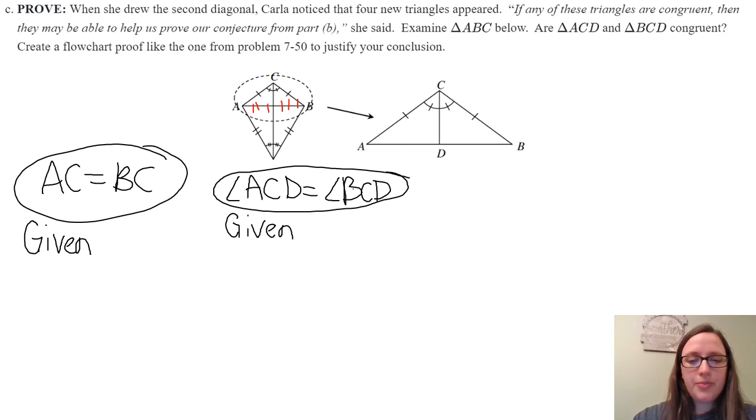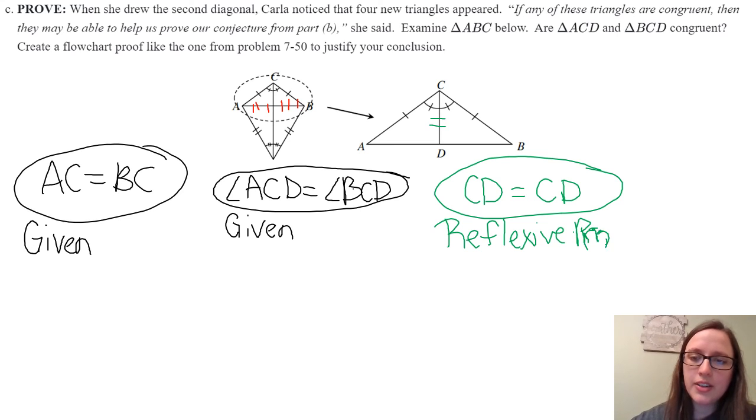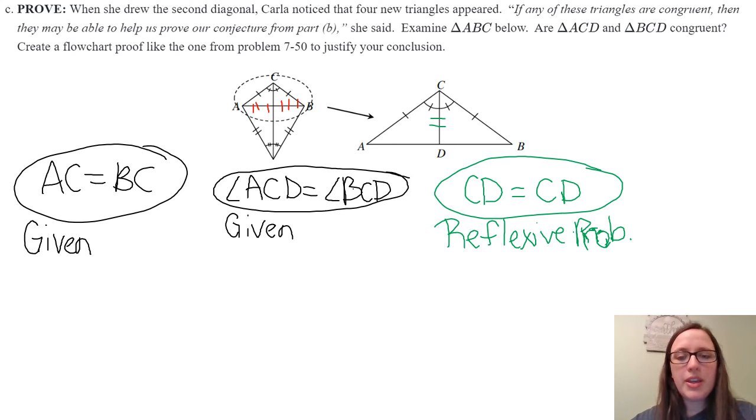And lastly, hopefully you noticed, this side is equal to itself in both triangles. CD is equal to CD. If you remember, we use reflexive property as our reason. Oh gosh, if I can write. Having some issues with the pen.